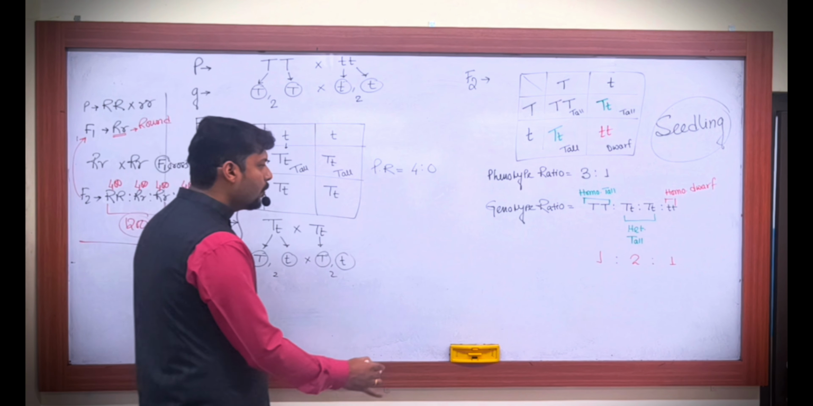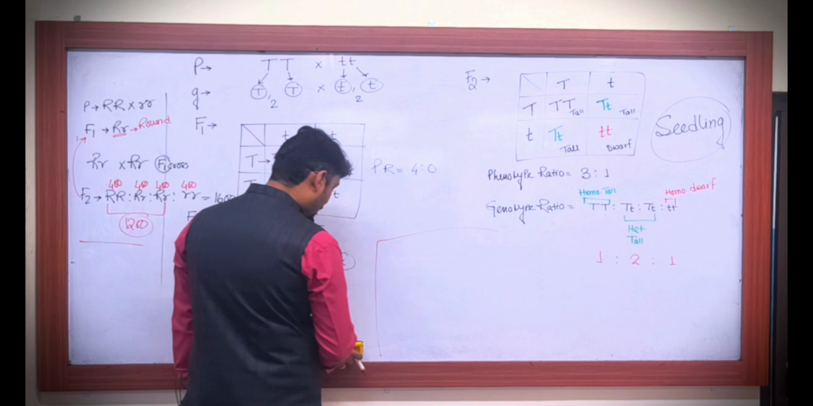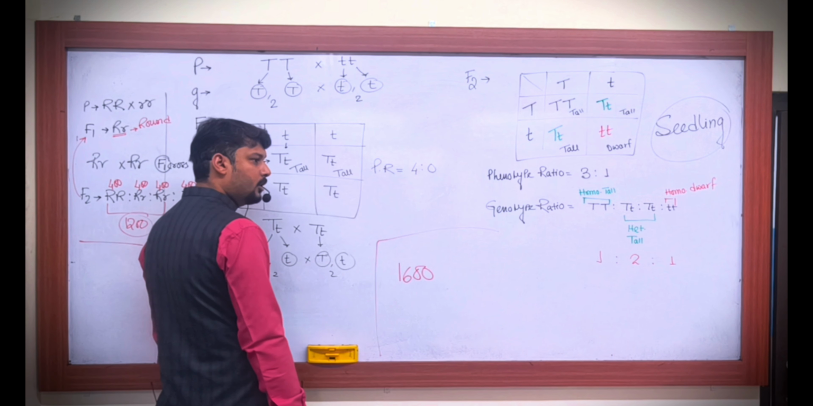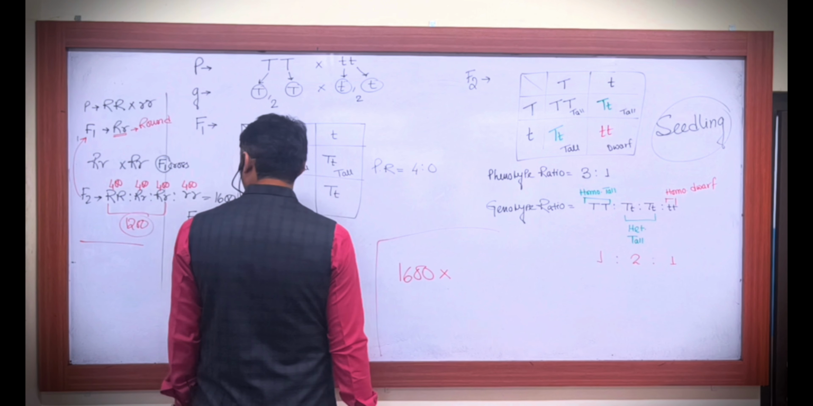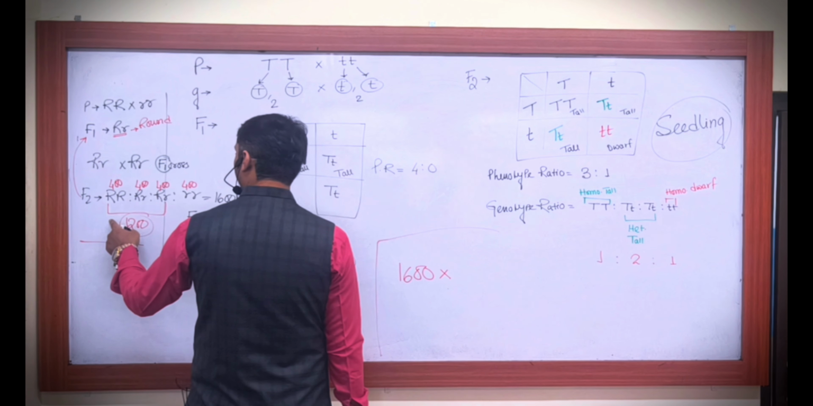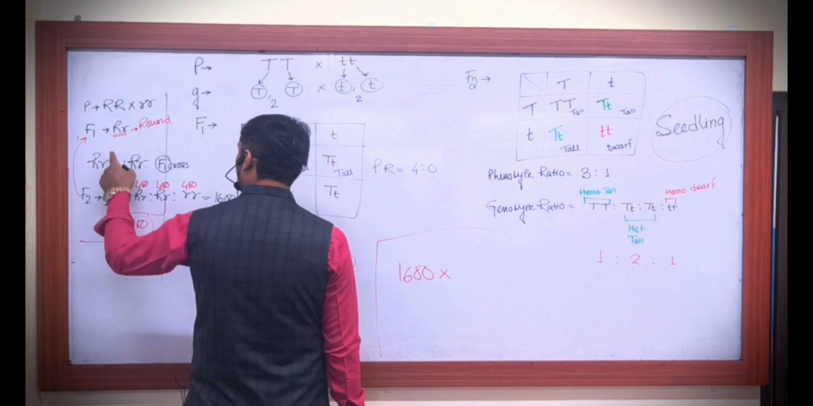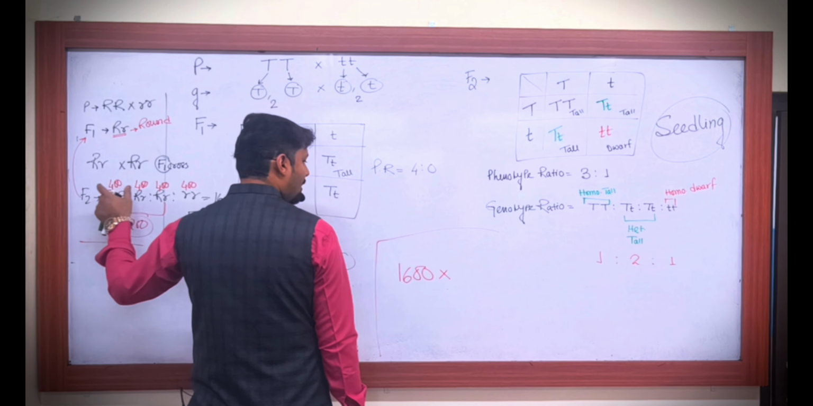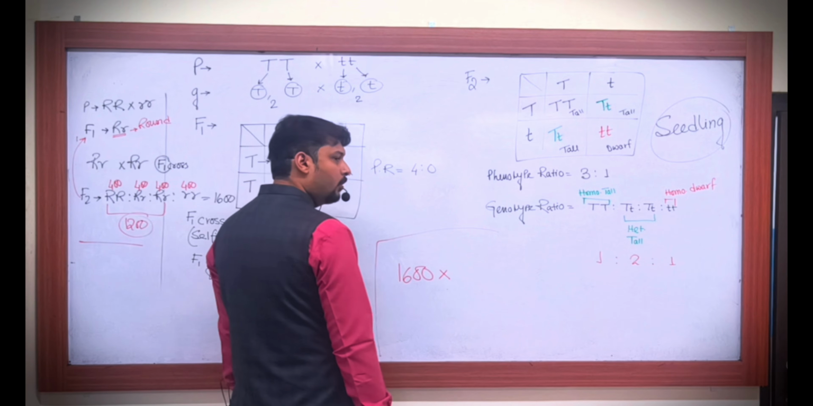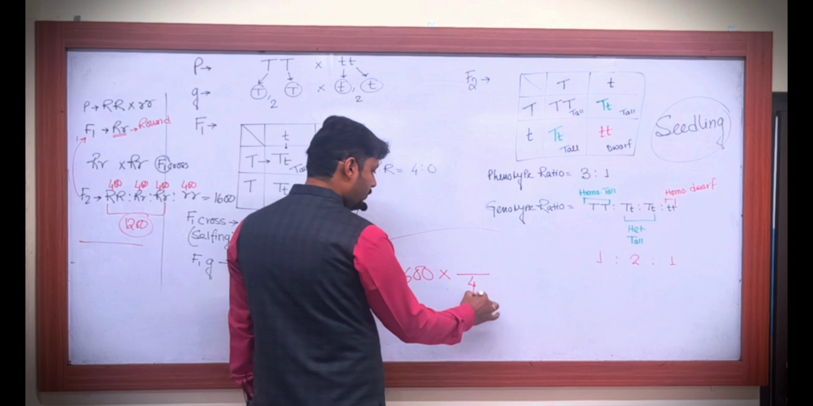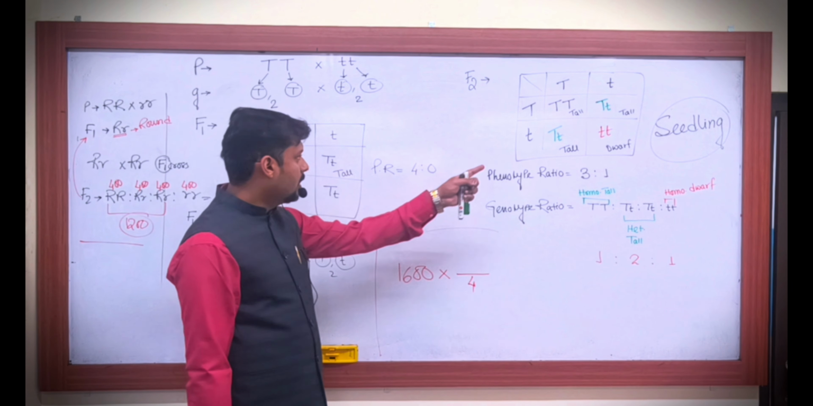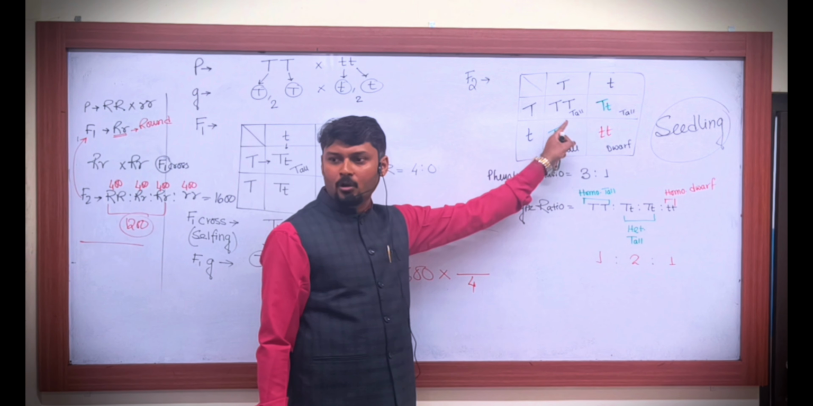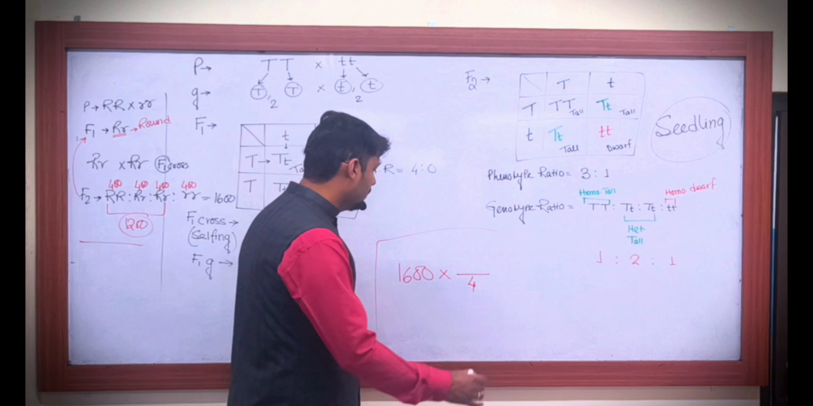But in one line, how can we solve it? The total number of seedlings is 1600. They are asking how many of them will look like their parent. The parent character is the dominant phenotype. So the total number of children in F2 will be 4 maximum. Out of the 4, how many are dominant? 3.